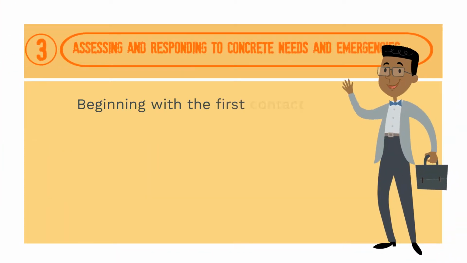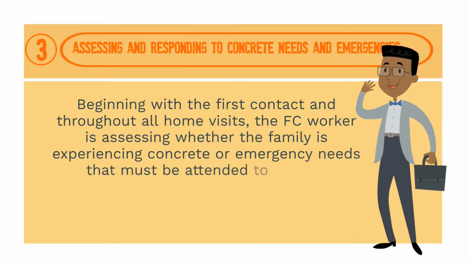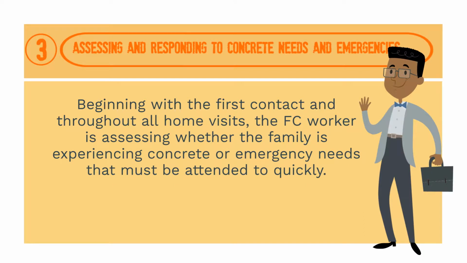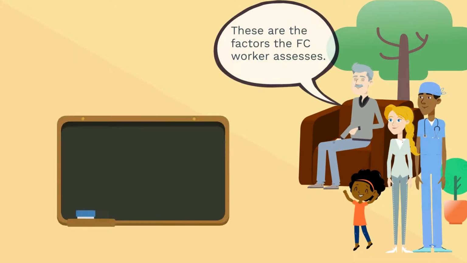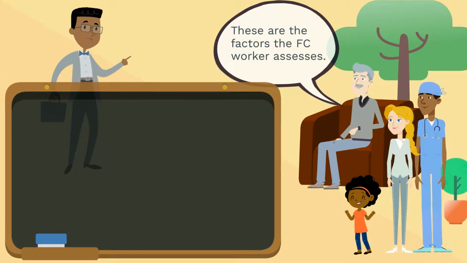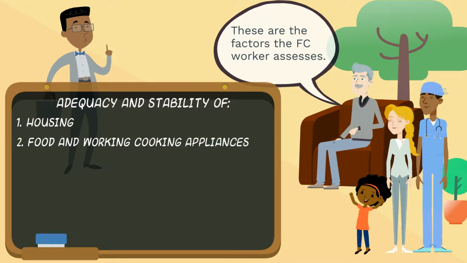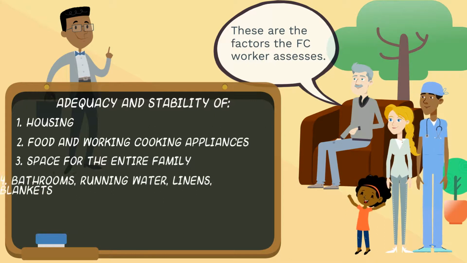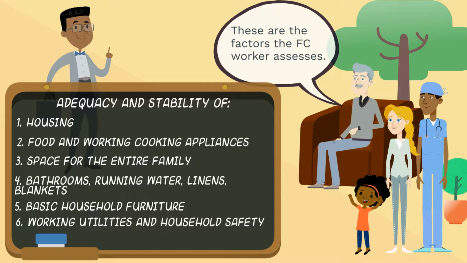Assessing and responding to concrete needs and emergencies. Beginning with the first contact and throughout all home visits, the Family Connections worker is assessing whether the family has experienced concrete or emergency needs that must be attended to quickly. The worker assesses the adequacy and stability of housing, food and working cooking appliances, the space for the entire family, bathrooms, running water, linens and blankets, basic household furniture, working utilities, and household safety.